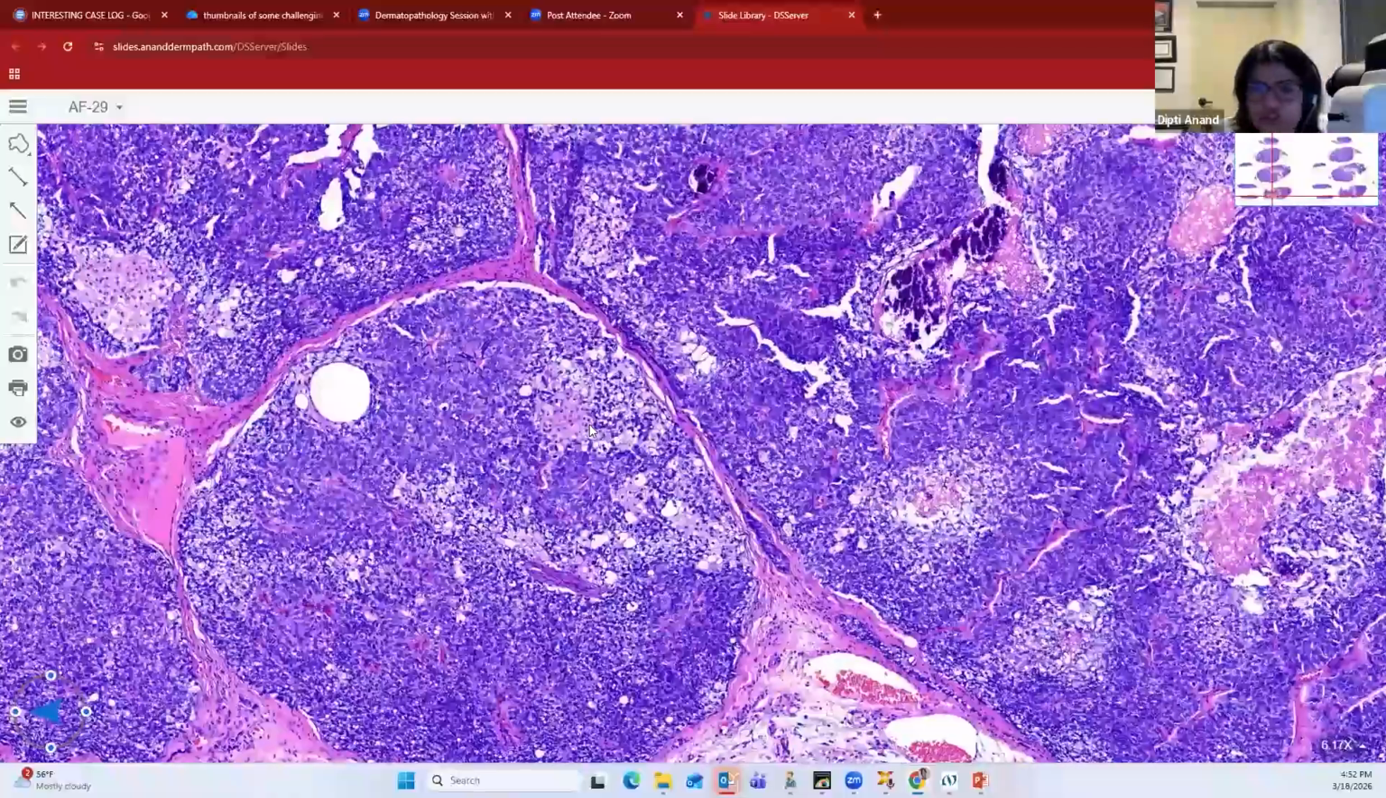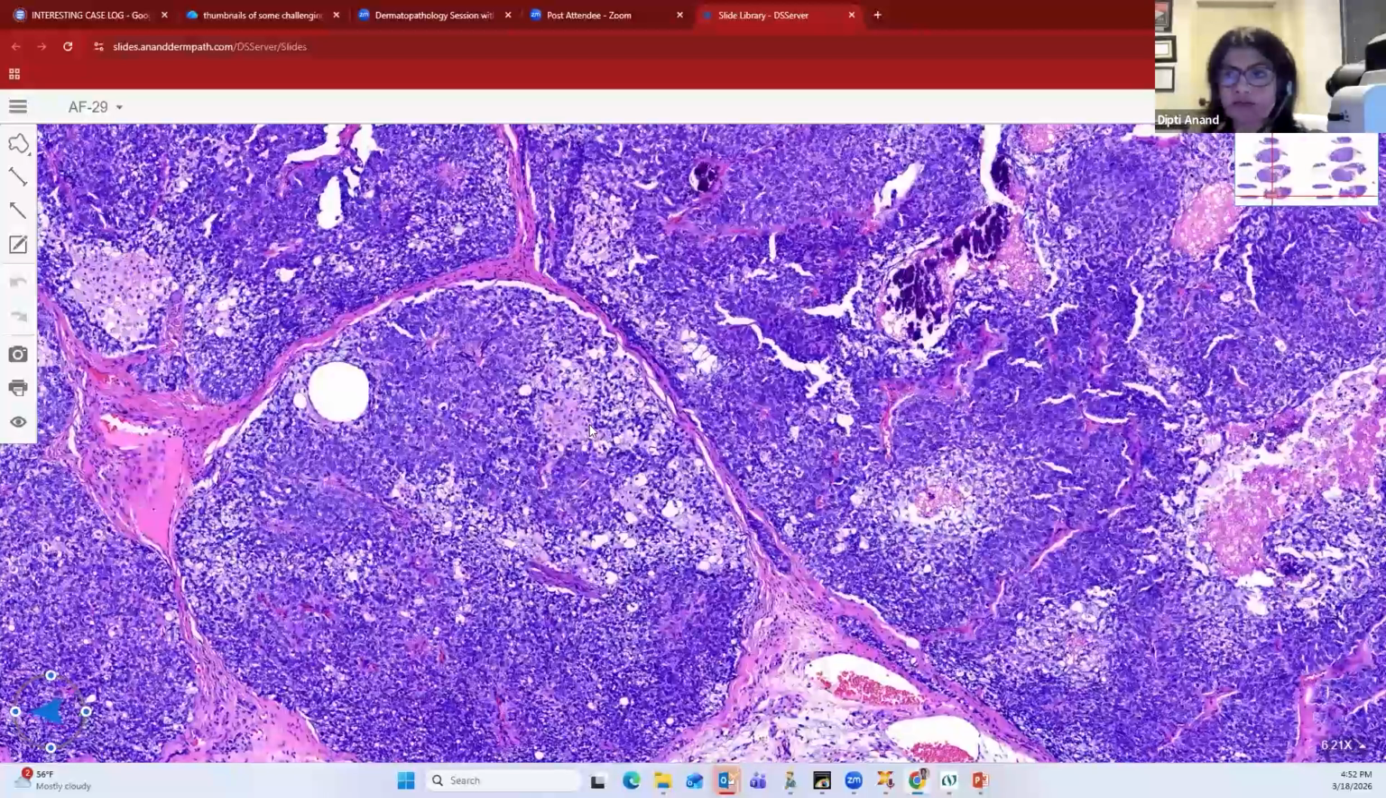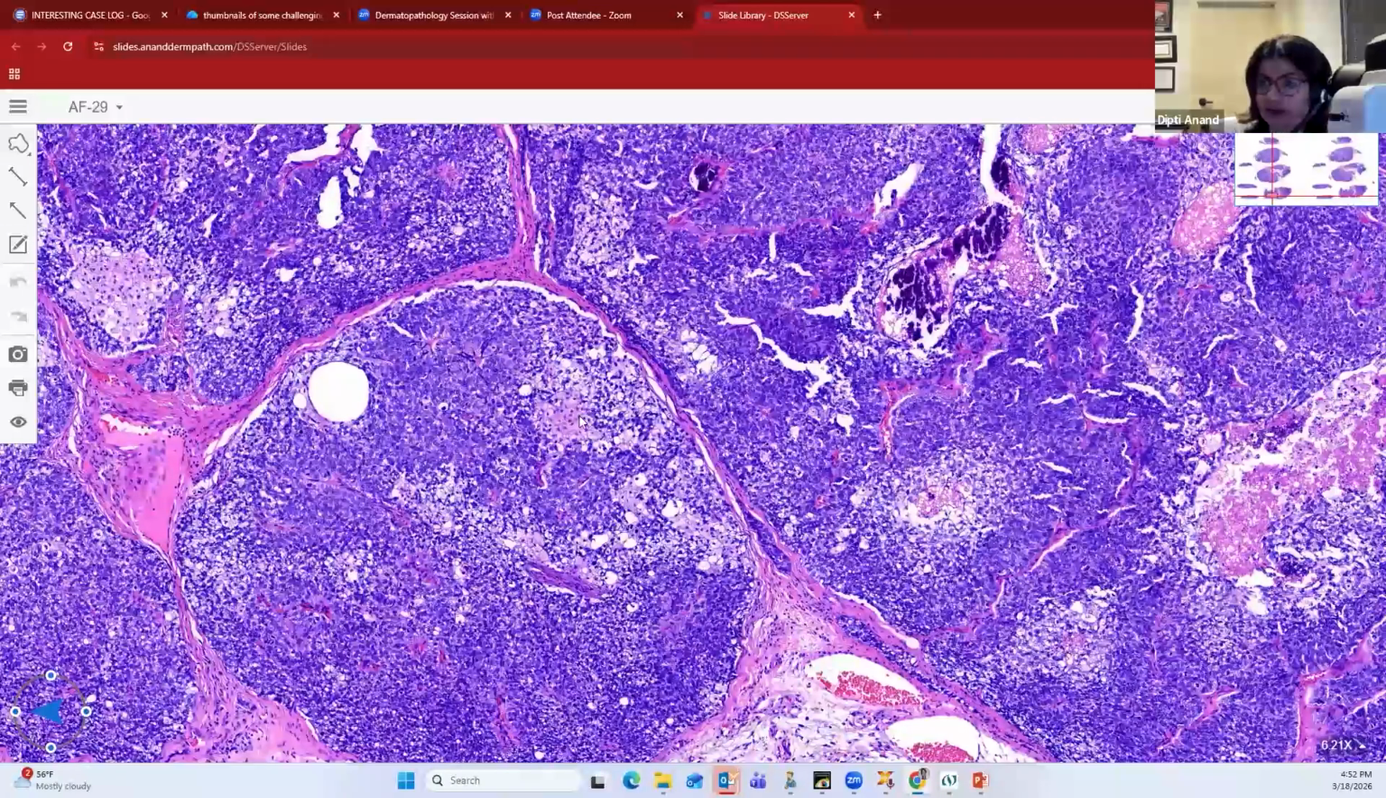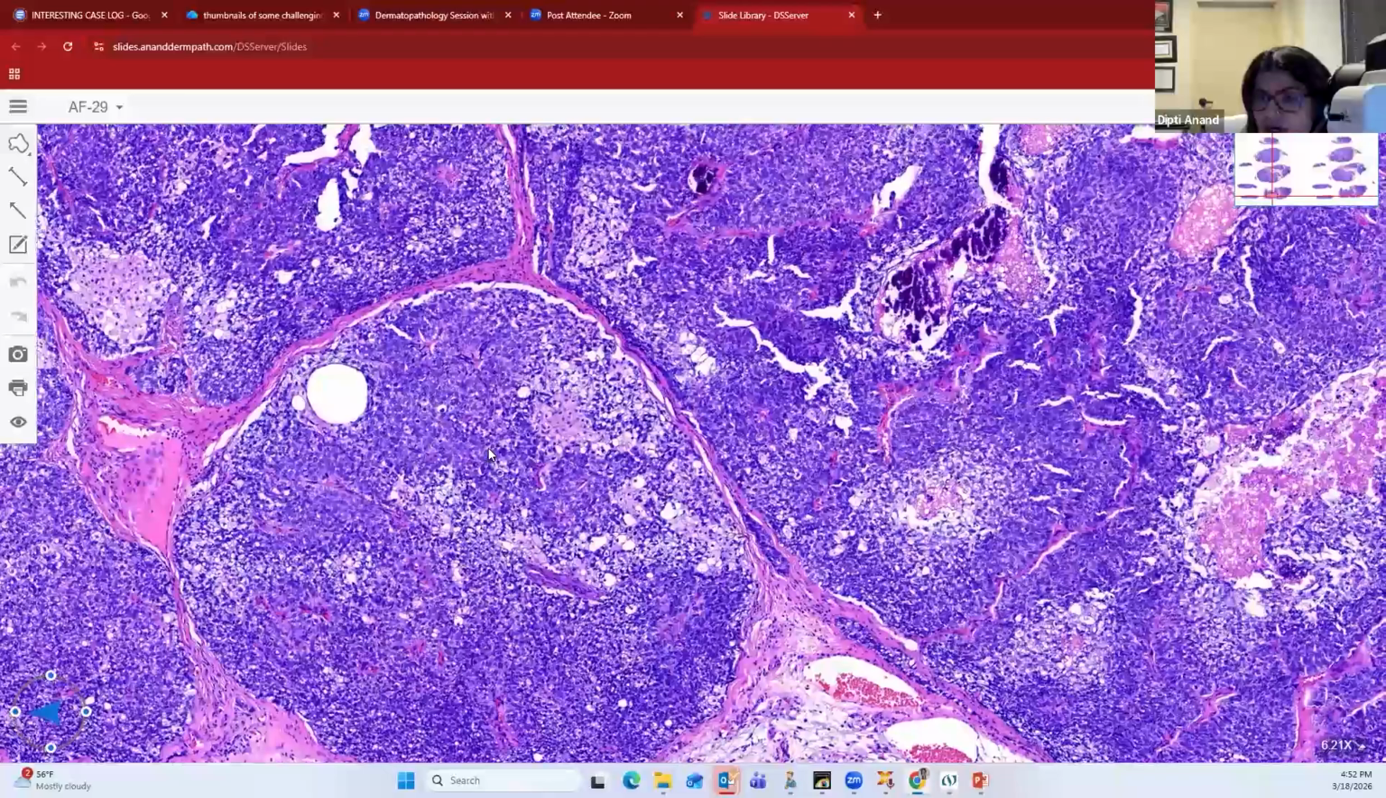The extraocular sebaceous carcinomas, we are always going to work up for associated Muir syndrome. So loss of MLH1, MSH2, PMS2, and MSH6. Any one or more of these markers will be lost. Even if one marker is lost, that's indicative of a microsatellite unstable pattern.